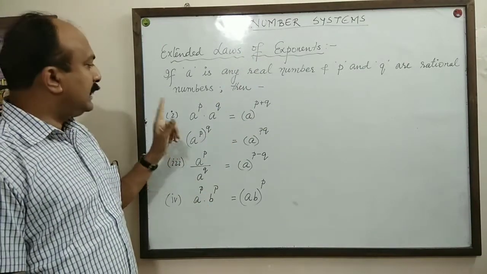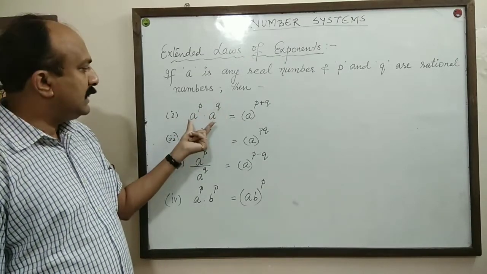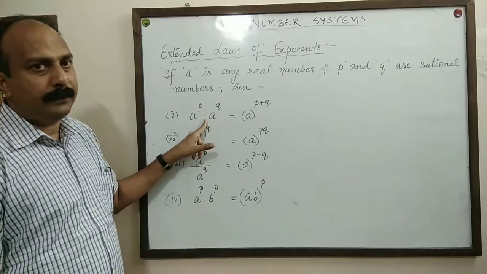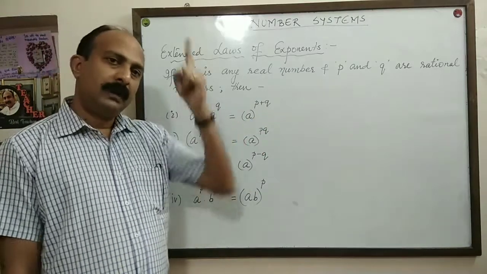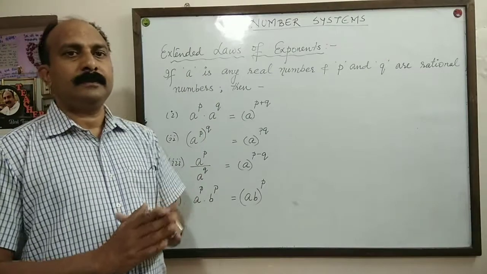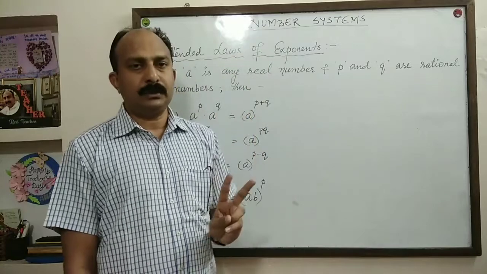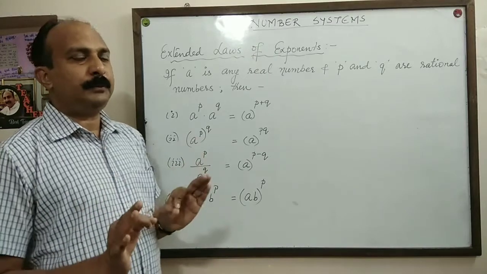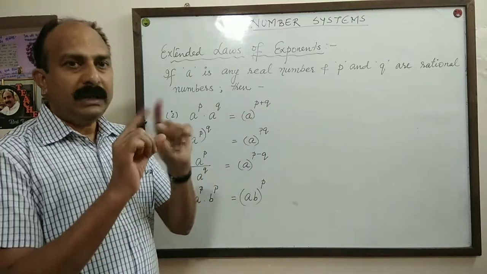Number 1, a power p into a power q means bases are same, powers are different, and we have to multiply them. The answer is a power p plus q. Same law as for integers. Let me tell you one thing: all the laws are same as you have studied in integers. Same is the law for rational numbers also. Means when the powers are rational numbers, all the laws of exponents will continue as you have studied for integers.